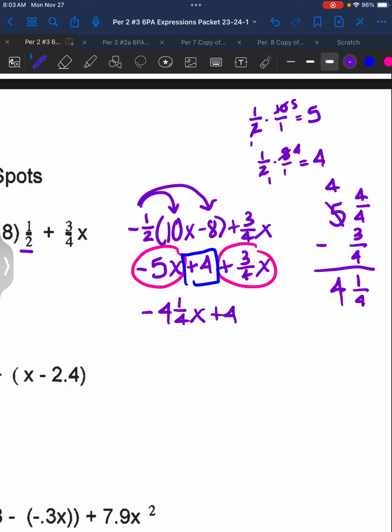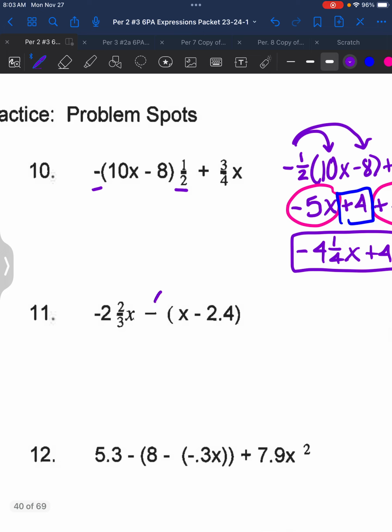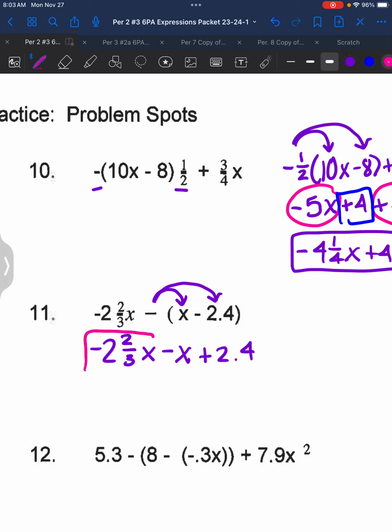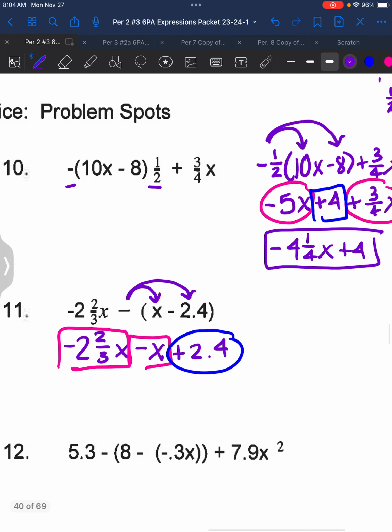All right. Number 11. Going to distribute out this negative. Drop down the negative 2 2/3 x. Opposite of x is negative x. Opposite of 2.4 is plus 2.4. Let's see. It looks like I have both decimals and fractions to deal with here, but they're actually not like terms. So I'm not going to have to combine the decimal and the fraction at all. So you can convert them to be the same, but you don't have to.